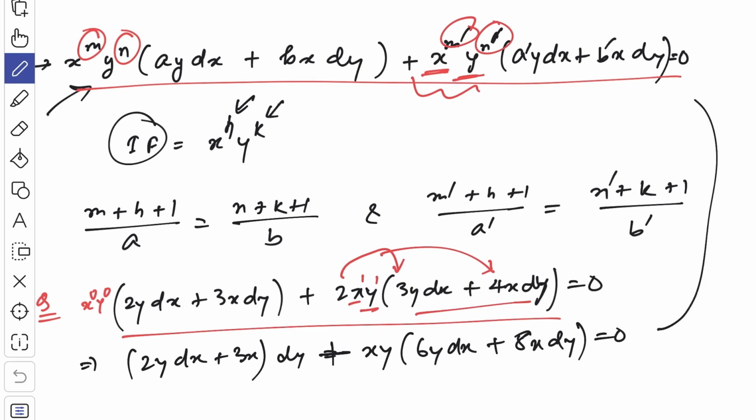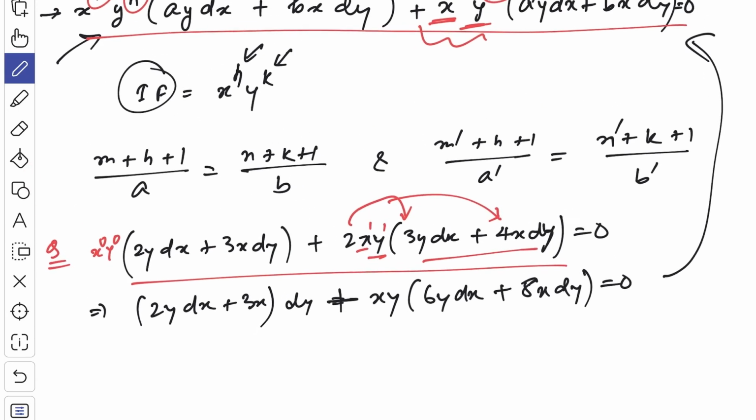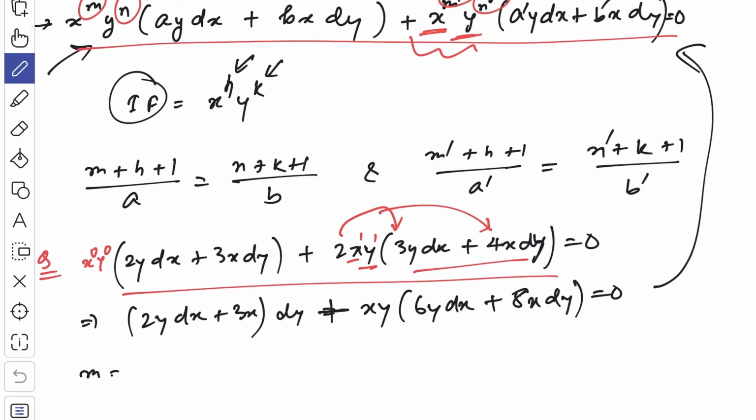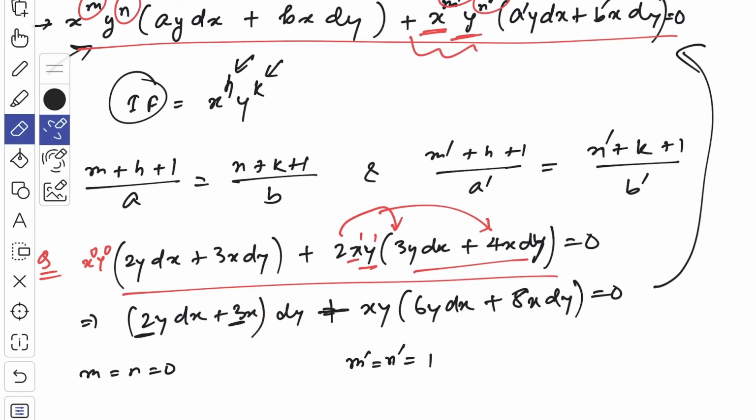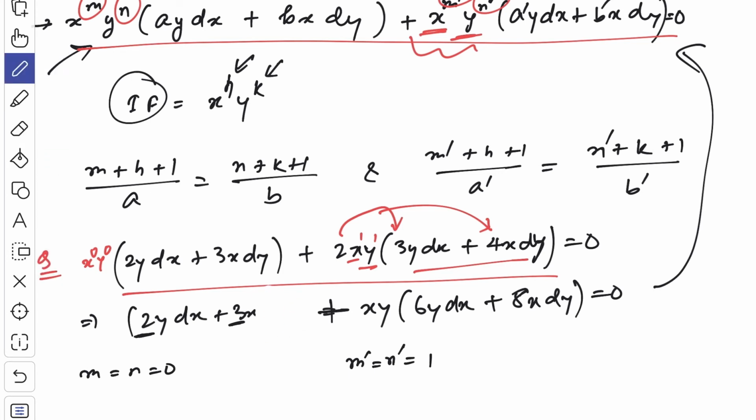Now if you compare this equation with this form, then you will get the values of m and n both equal to 0 here, and m dash and n dash both equal to 1 in this case, and a is the coefficient of this y and b the coefficient of this x. Sorry, I have made a mistake here, so this one should be dy. Okay, so now this is a, this is b, this is a dash, this is b dash here.